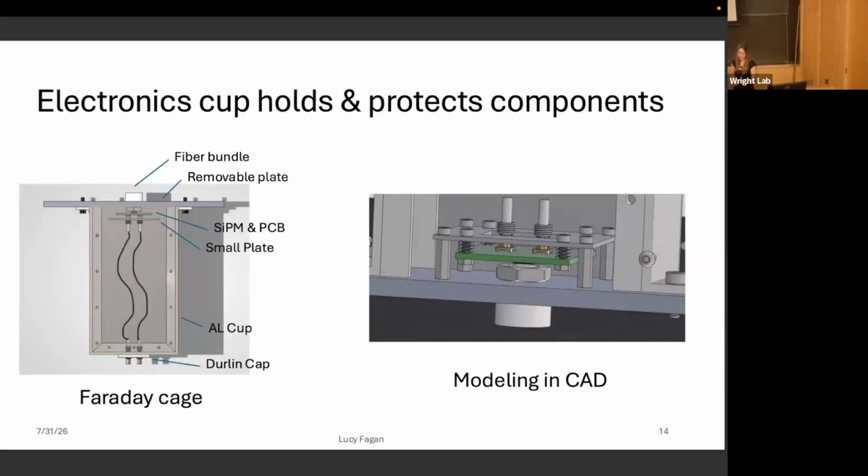Looking at the electronics cup, this part was probably the most challenging to model. We modeled it in CAD, and it's a lot tinier than you would think. So it has tiny little springs and screws, and we have our fiber bundle that collects all of our fibers and glues it into place. Then we have our silicon photomultiplier and printed circuit board and a plate to hold it. Then we have our aluminum cup that holds everything together, and then a little Delrin cap at the end to seal it for light tightness.